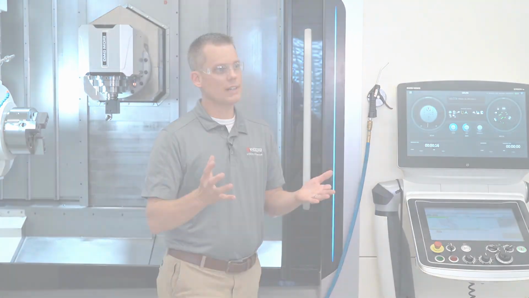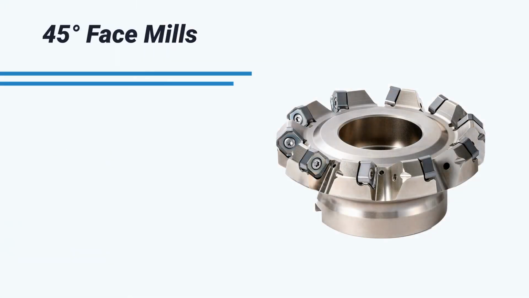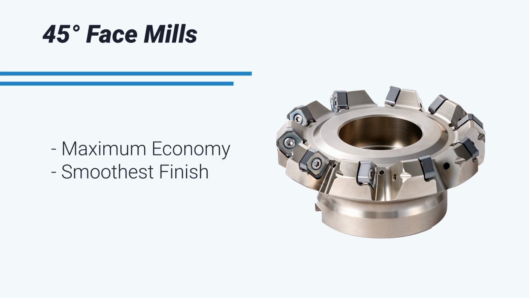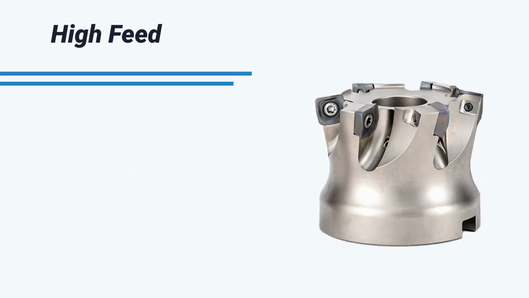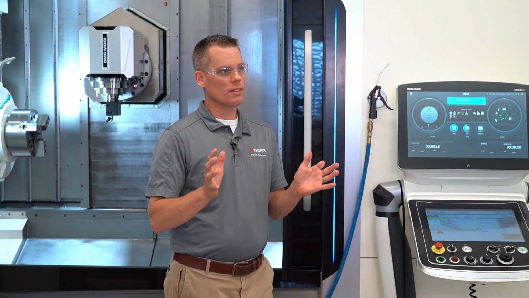So in conclusion, 90 degree cutters are best for reaching close to fixturing and general versatility, and 45 degree face mills are going to offer the maximum amount of economy, the smoothest finish. High feed mills are going to be awesome for general purpose roughing, maximum metal removal rates, and minimizing chatter at long overhangs. So just a reminder, everyone, this is just a brief overview of the topics that we've covered today.